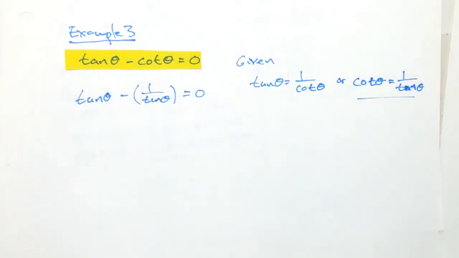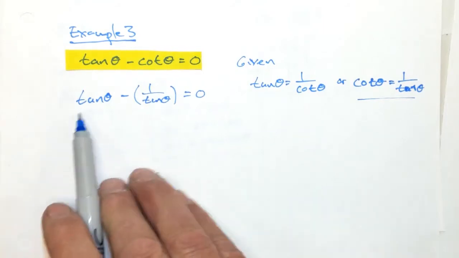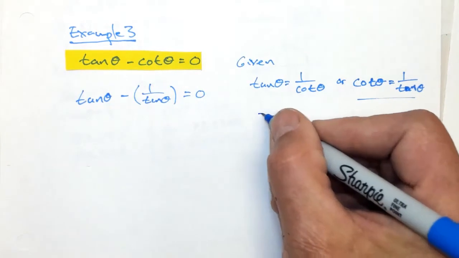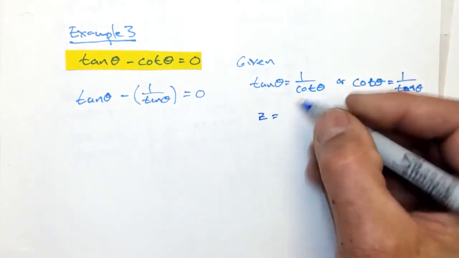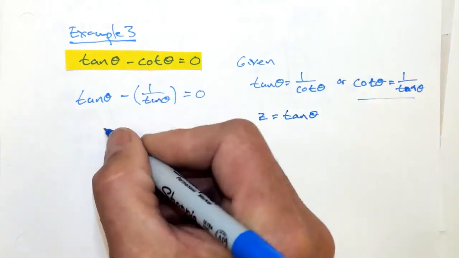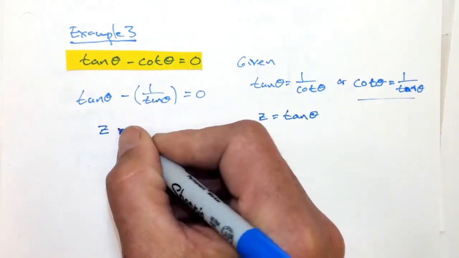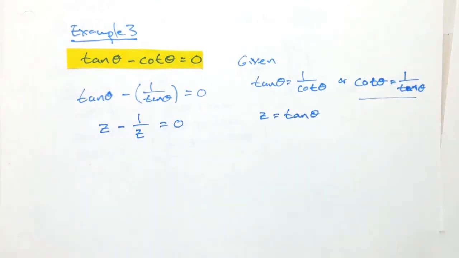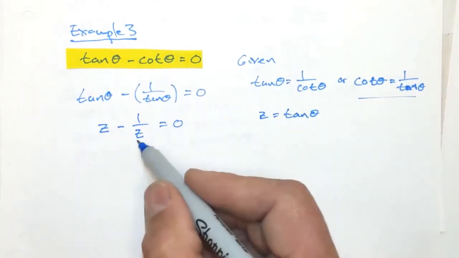Just so you can see what this looks like, I'm going to use this z again because it's sometimes just easier to look at. So z equals the tangent of theta. So we have, what would this look like? z minus 1 over z equals 0. How would we solve something like that? Well, we have to clear the denominator.